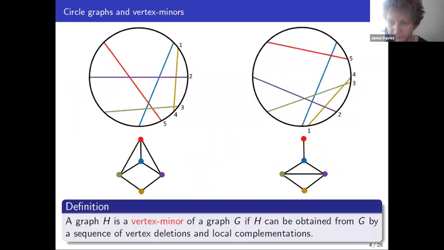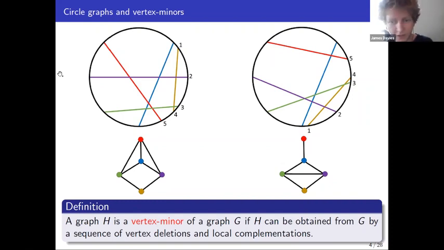Now, I want to show you a couple of theorems to motivate circle graphs. More than just being a nice class of geometric intersection graphs, there are some really deep connections between circle graphs and other graph classes, such as planar graphs, and the theory of vertex minors really illustrates that there's a lot going on with these graphs.